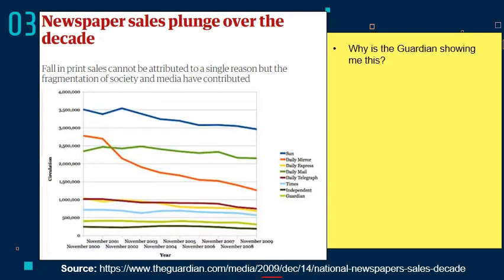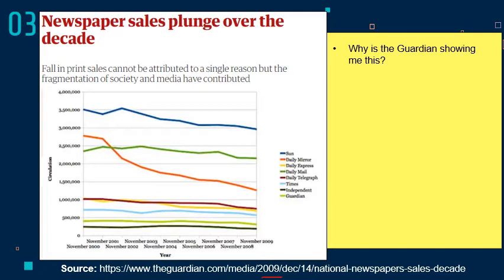So firstly, why is The Guardian showing me this? Well, The Guardian itself is a newspaper. So maybe it's trying to say, well, we're in danger and we need your support. We need you to buy our newspaper. Otherwise, newspaper sales will keep on declining and we might not be able to bring you the news because we're not earning enough money. It might also have other reasons.